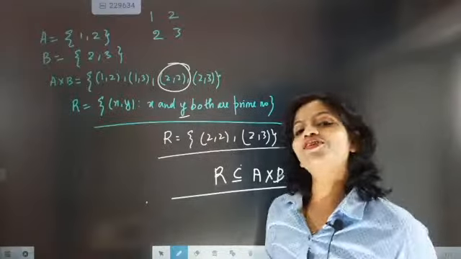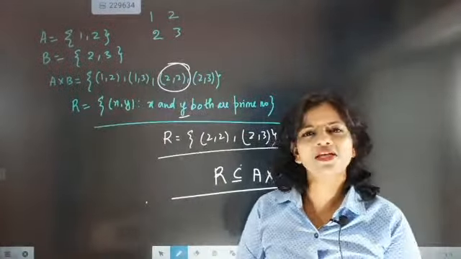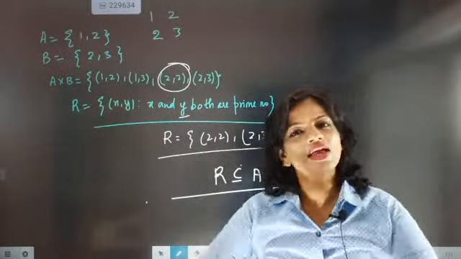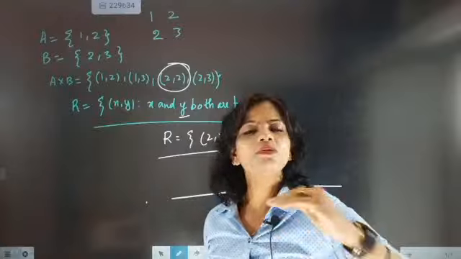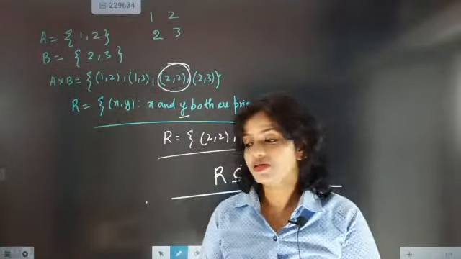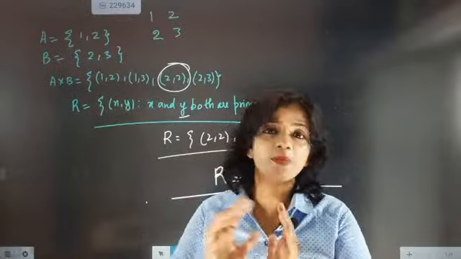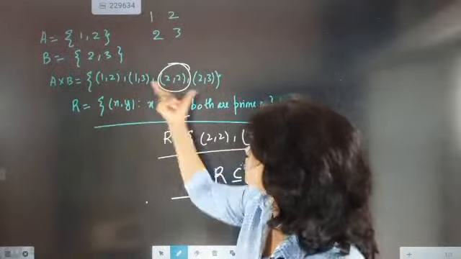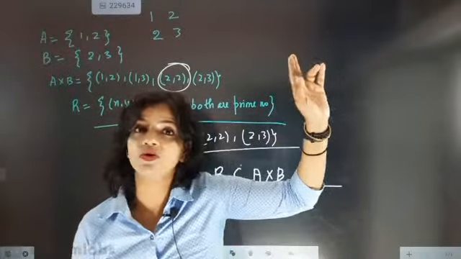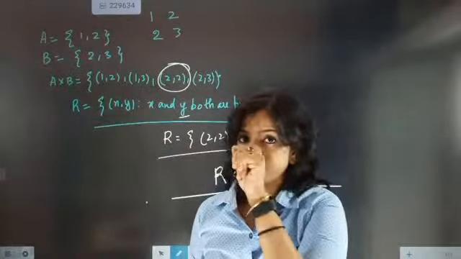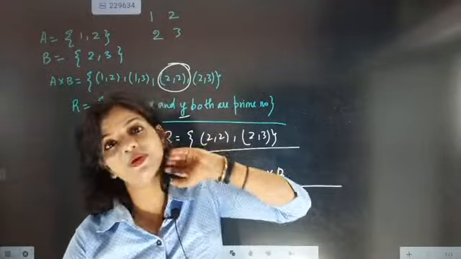Just understand this point, because this is where the mistake happens. For every element of A cross B, there can be 2 to the power n. How many elements are there? That many relations are possible, because relations are subsets. How many subsets of this set can you form? That many relations are possible. Understand this point, because this is the most basic point I am discussing right now, so you have to have a grip on all of these.